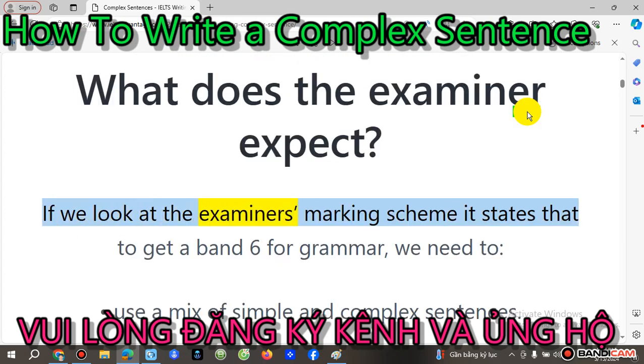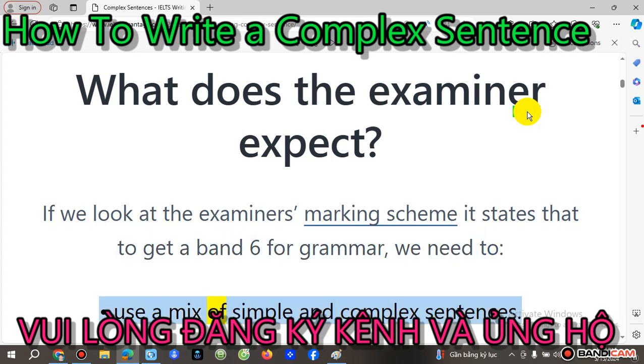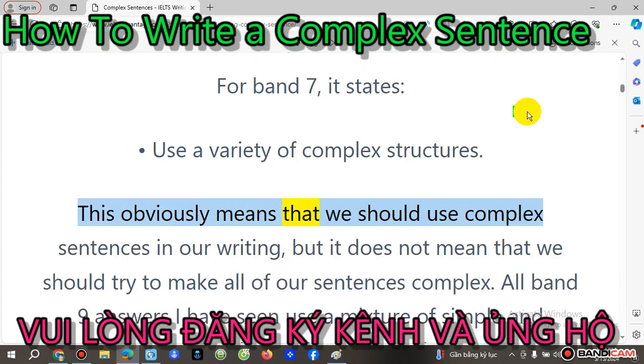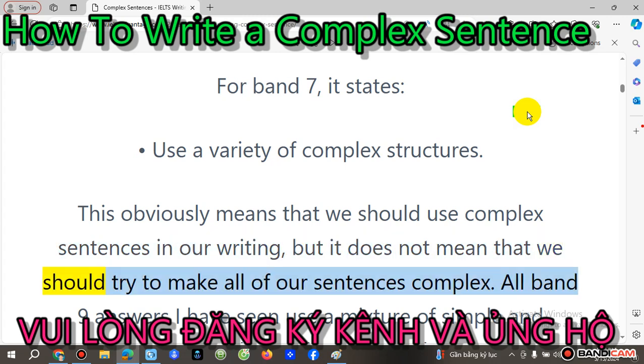If we look at the examiner's marking scheme, it states that to get a band 6 for grammar, we need to use a mix of simple and complex sentences. For band 7, it states, use a variety of complex structures. This obviously means that we should use complex sentences in our writing, but it does not mean that we should try to make all of our sentences complex.